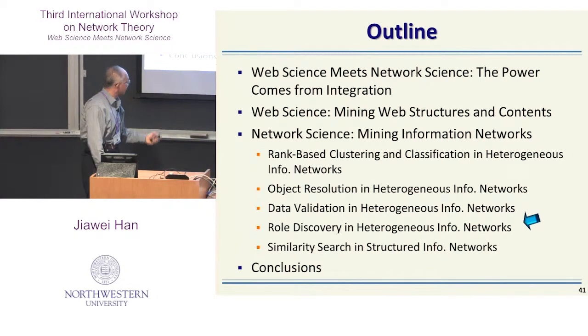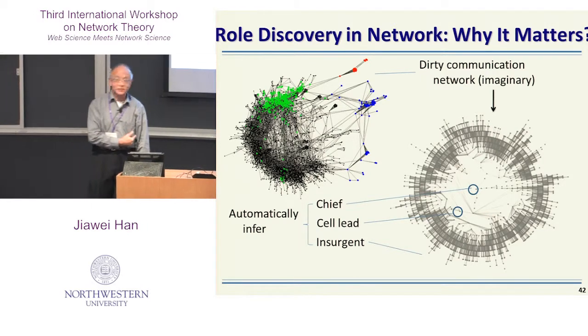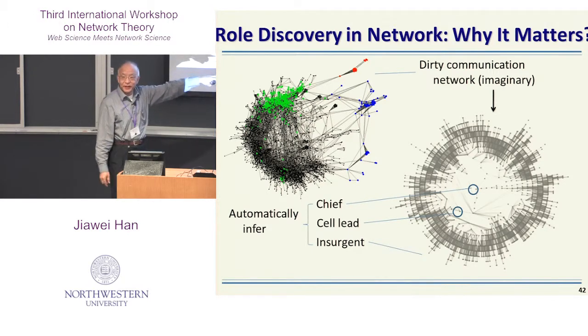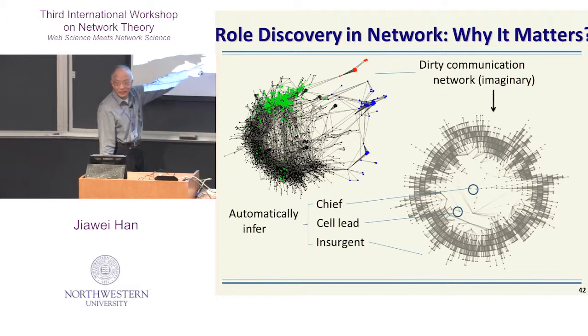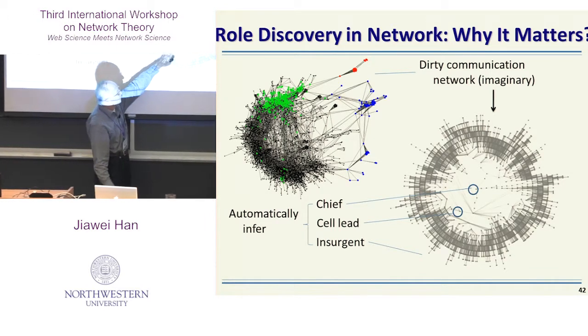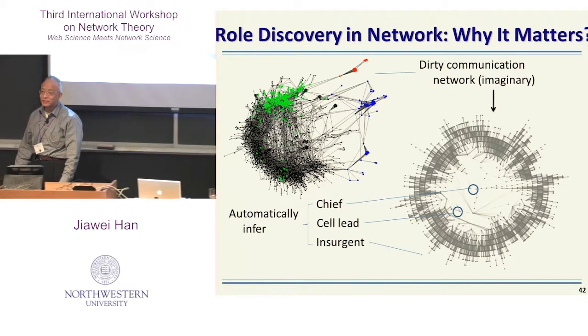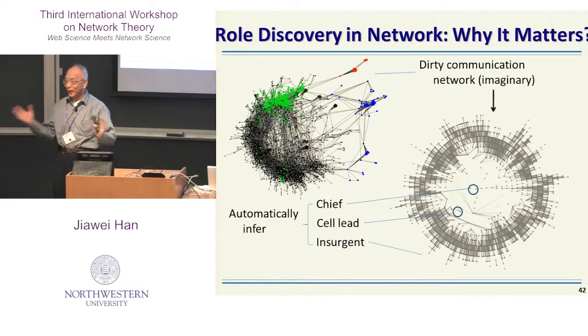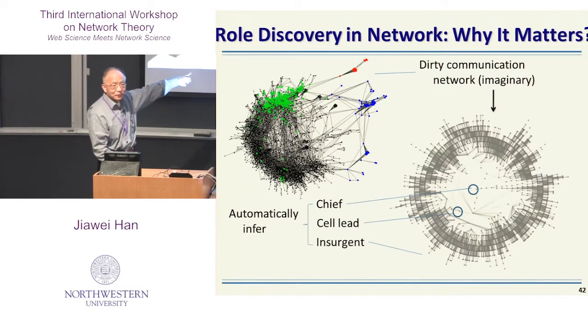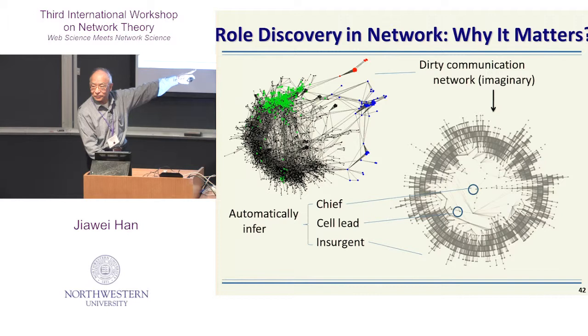One is role discovery. If I show you this network, this is a very dirty communication network. Based on this network, can you figure out there could be a terrorist network, where this is the insurgent, this is their lead, this is the chief? You probably say, no way. But remember, a normal insurgent is not directly communicating with this chief. There are layers of communication. Even though communication looks random, it is not.